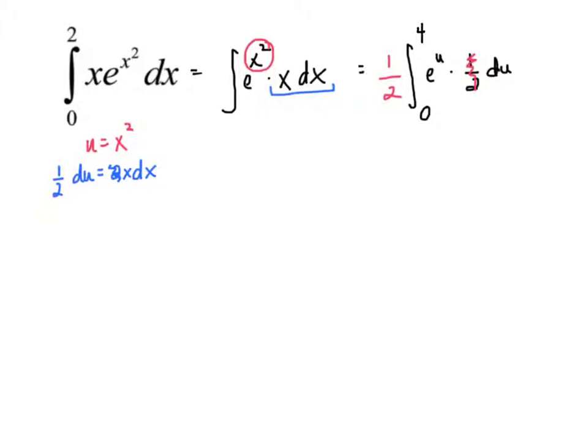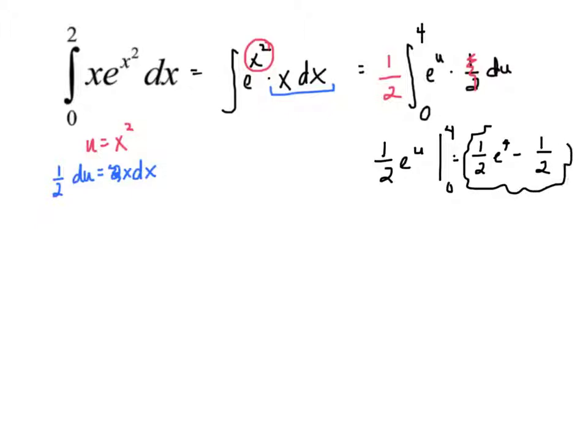Okay, so the antiderivative of e to the u is e to the u. So I have 1/2 e to the u. And of course, the integral we then evaluate at 4 and 0. So I'd have 1/2 e to the 4th minus, now e to the 0 is just 1, so it would just be minus 1/2 like that. And that would be the answer.